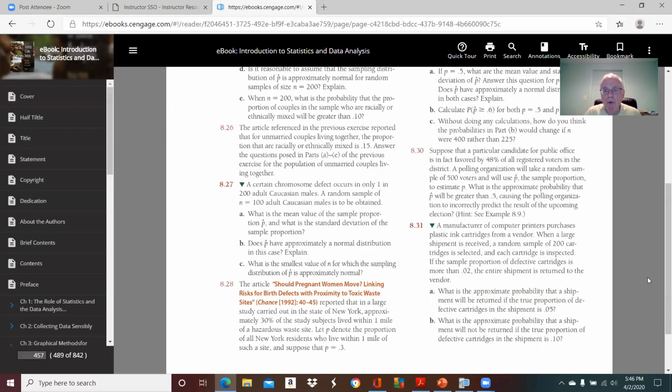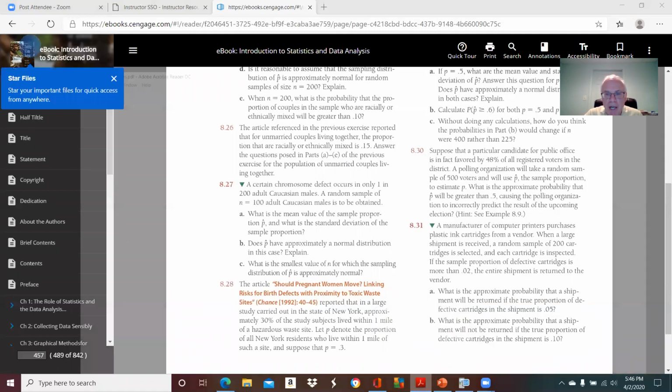All right. So a polling organization takes a random sample of 500 voters, and we will use p hat, the sample proportion, to estimate p. So 500 voters, that's n, our sample size. What is the approximate probability that p hat will be greater than 0.5? That is, what's the probability that the sample shows that this candidate's going to win when in fact the candidate's going to lose? That is, the true proportion is 0.48. That's really what we're asking here.